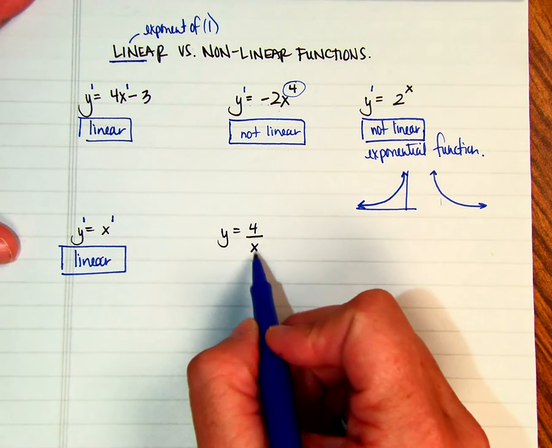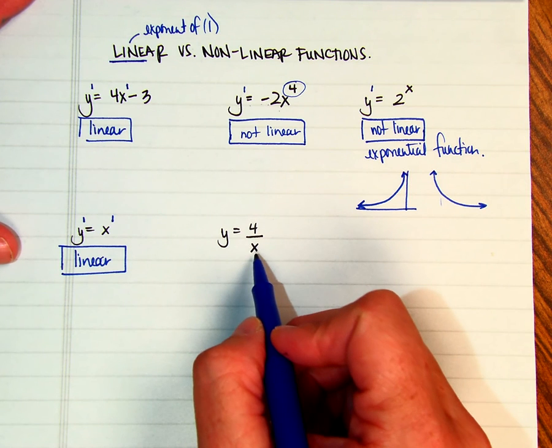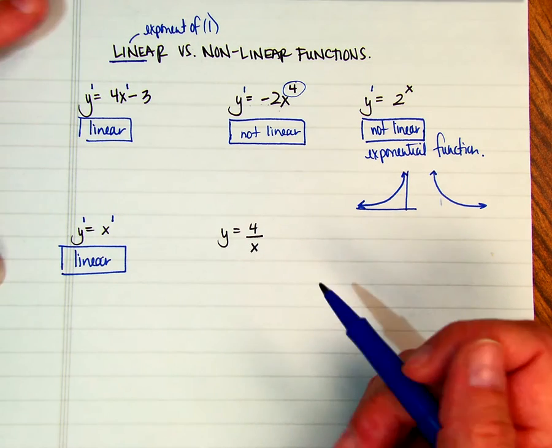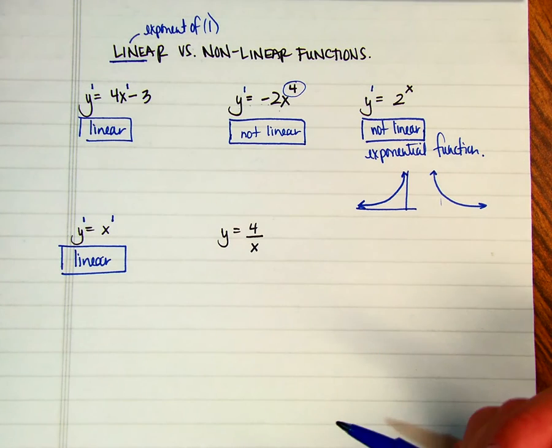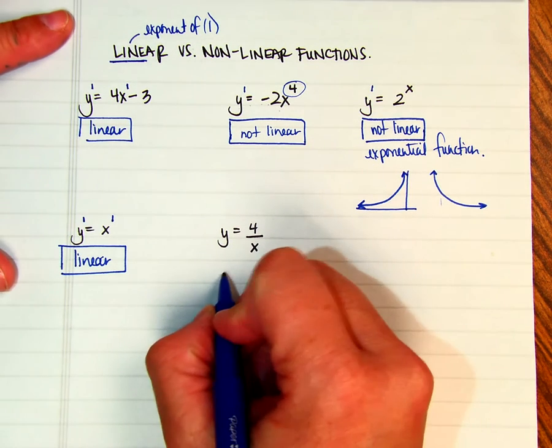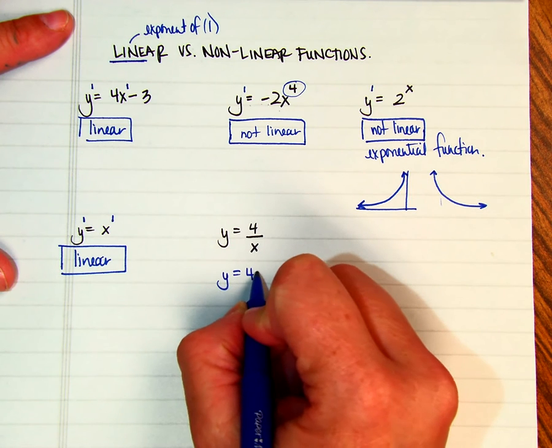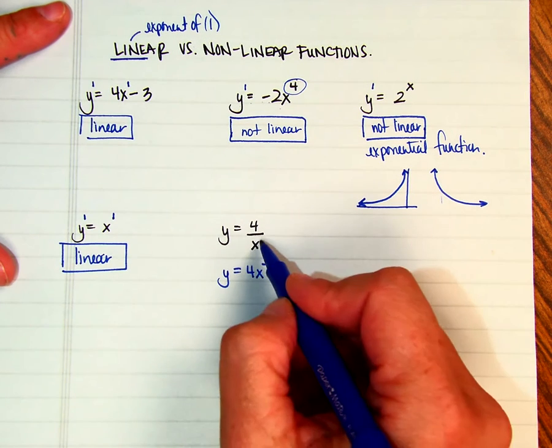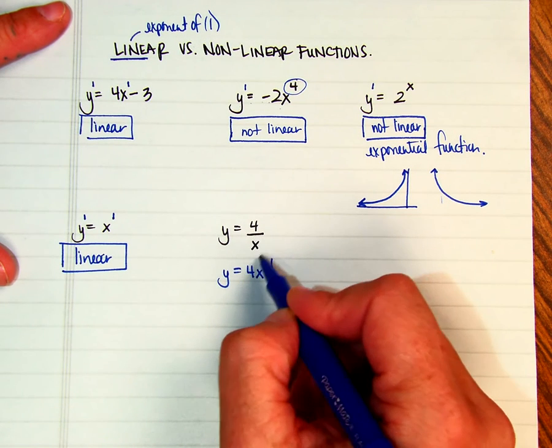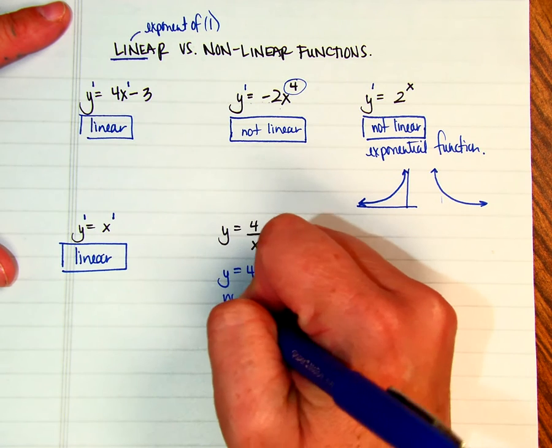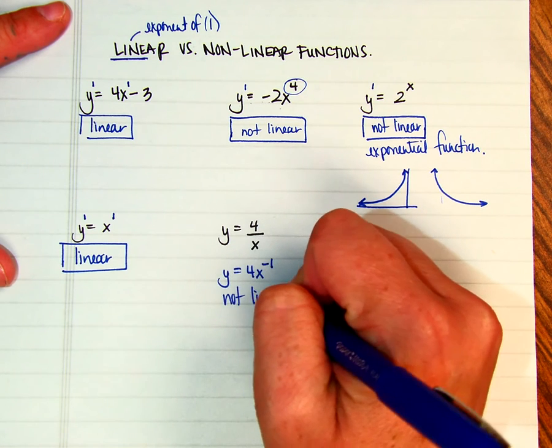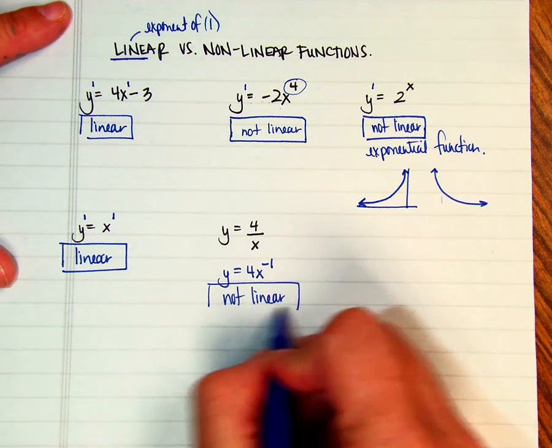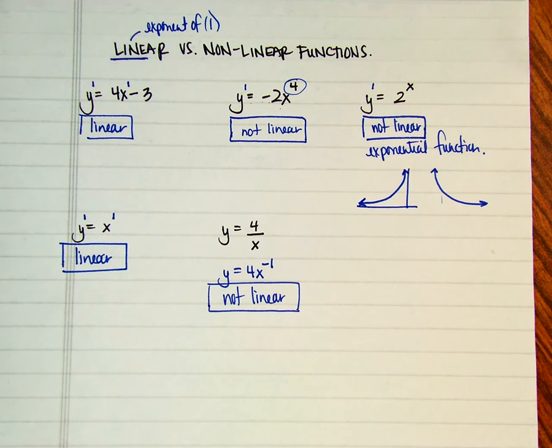This one, y equals 4 over x. x is in the denominator. And what you will learn is in a couple sections we'll be talking about exponents. This is the same thing as 4x to the negative 1. Again, I'll explain that later. But because this is in the denominator, that means it's going to have a negative exponent. This is also not linear. Okay, so there's 5 examples of linear versus nonlinear functions given an equation.